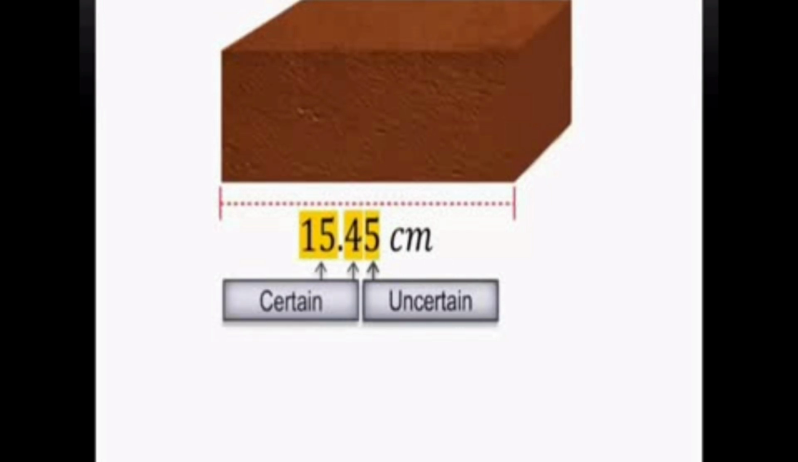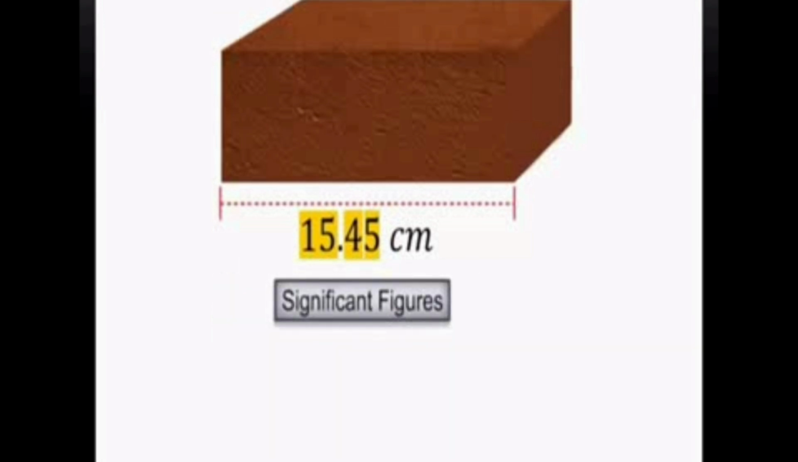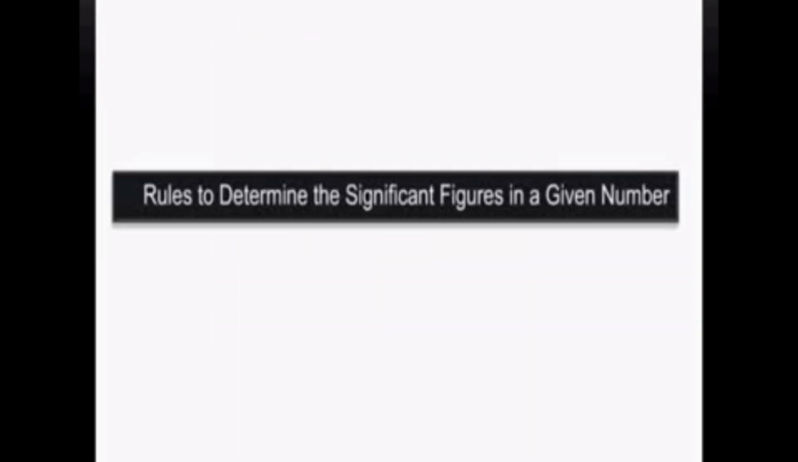So suppose we are rounding off this value. Only the last, uncertain digit changes. The remaining 3 values do not change. That is called the certain value. The value which changes is called the uncertain value. These values are called significant figures. So now we are going to see the rules of significant figures.